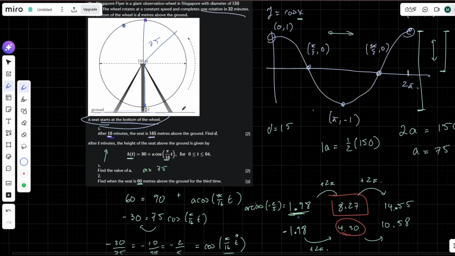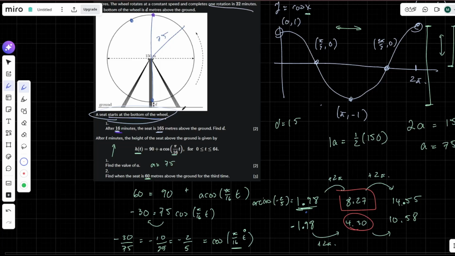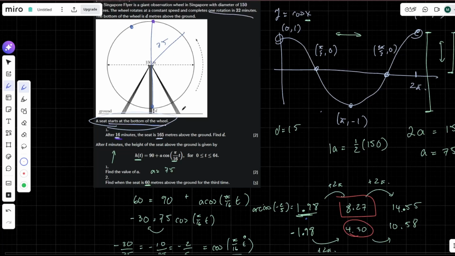so this is a good opportunity before we finish the problem to make sure I've not made any blindingly obvious mistakes. So I'm quite confident about the first part. Halfway through 32 minutes is 16 minutes. We're starting at the bottom. The wheel is 150 meters, so if we add 15 on, that makes sense. This next part, at t minutes, the height of the seat is given by this function. Find the value of A. A is our half of 150, which is 75. That should match our amplitude for our function. So 75 makes a lot of sense here.